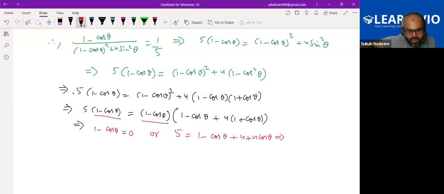So from here we will get 4 plus 1, 5 cancel. Cos theta is equal to 0. So from here we get cos theta equal to 1, and from another one, we get cos theta equal to 0. So these two solutions we are getting, right? So first you can write it till here.